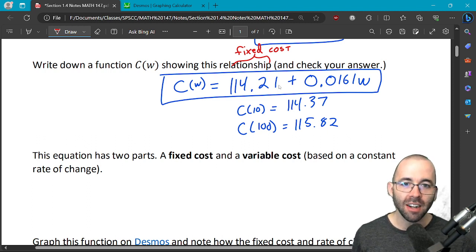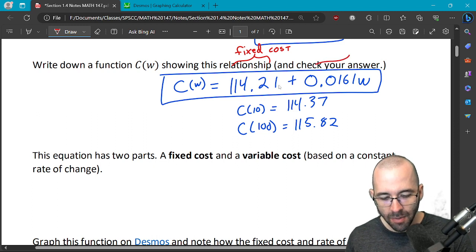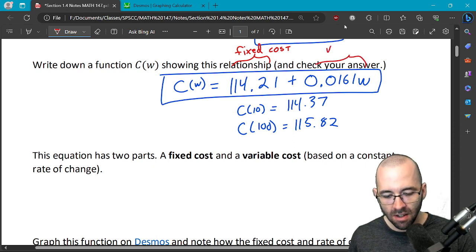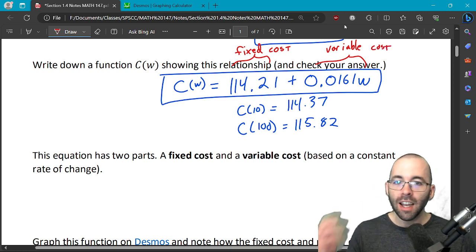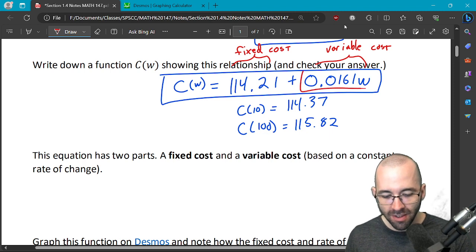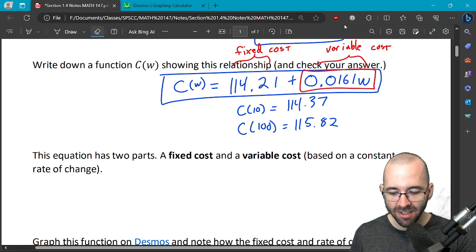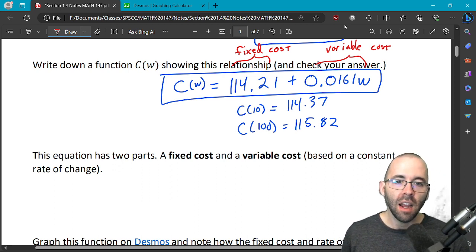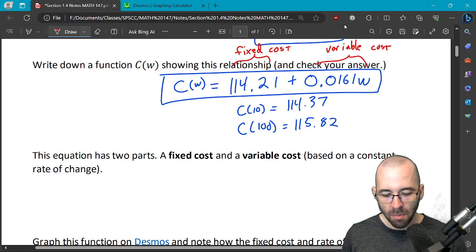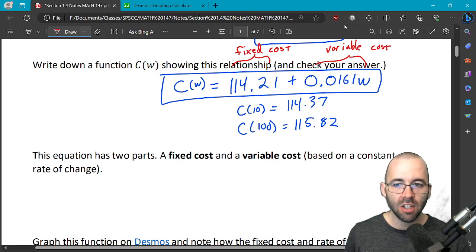And then the variable cost is going to be this other piece. It's called variable cost. It changes depending on your input. And you can see that in the term, wow, there's a variable. Okay, variable cost, it has a variable in it. Fixed cost does not have a variable in it. And the variable cost is based on a constant rate of change here.